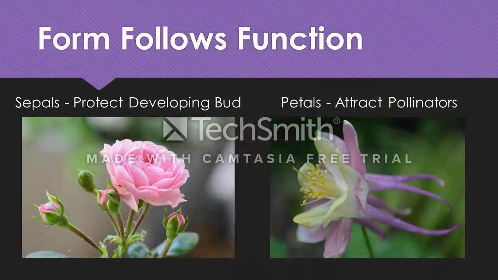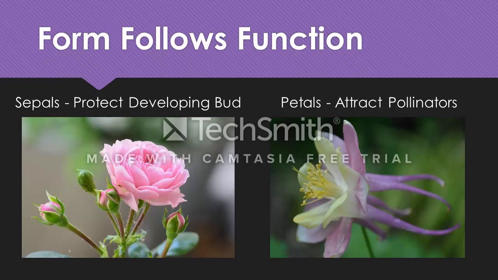Now let's begin talking about the individual parts of the flower. I want you to remember that form follows function. As we go over these structures, I want you to try to remember what is their form, what is their function. Let's look at the sepals. We see in the picture above that there's one bud that is totally encased by the sepals. The sepals are protecting that developing bud. The reproductive parts inside that developing bud need time to mature.